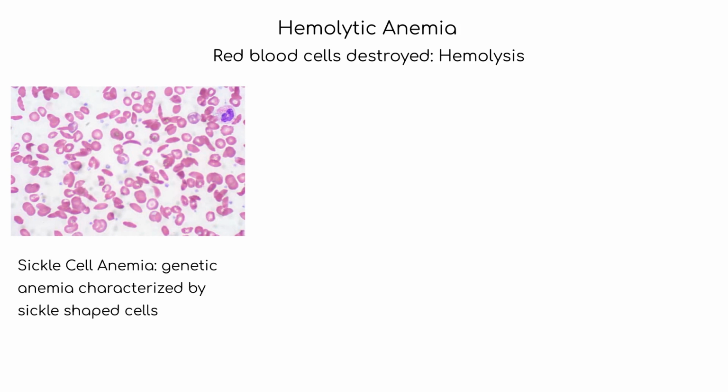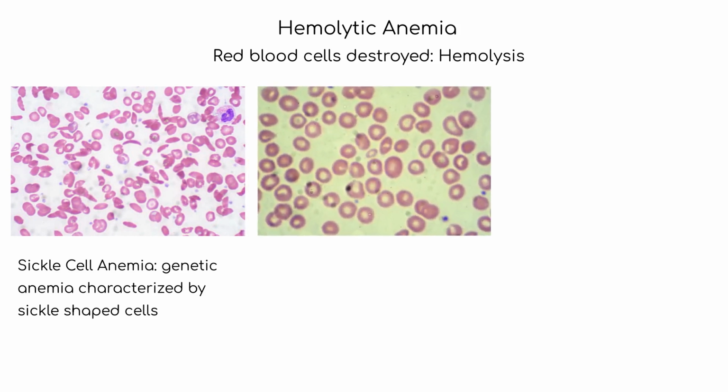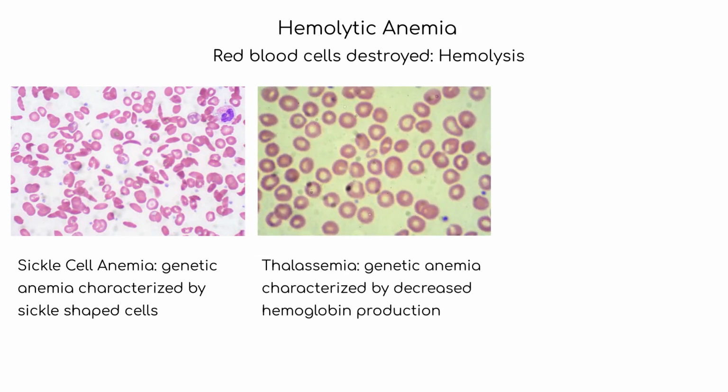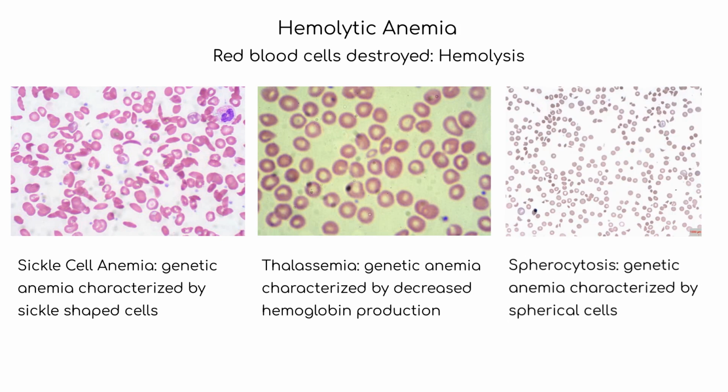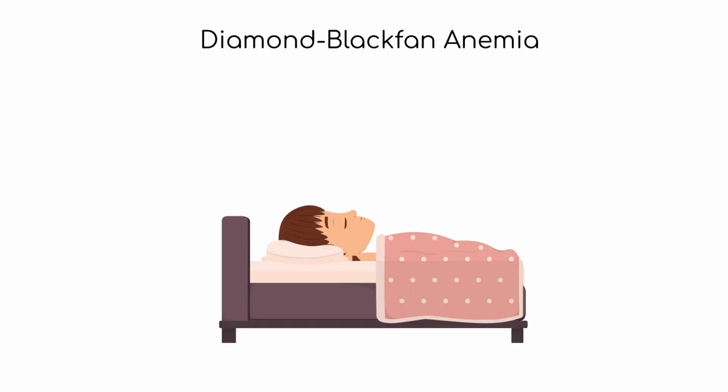Inherited genetic disorders that can cause hemolytic anemia include sickle cell anemia, in which red blood cells have a sickle or half-moon shape, thalassemia, that affects hemoglobin production, and hereditary spherocytosis, in which the red blood cells have a spherical shape instead of the usual biconcave disc shape. The abnormal shape makes these cells more susceptible to destruction by the spleen. There is also Diamond-Blackfan anemia, which is a rare type of anemia that affects children and is caused by a genetic mutation that inhibits the production of red blood cells by the bone marrow.